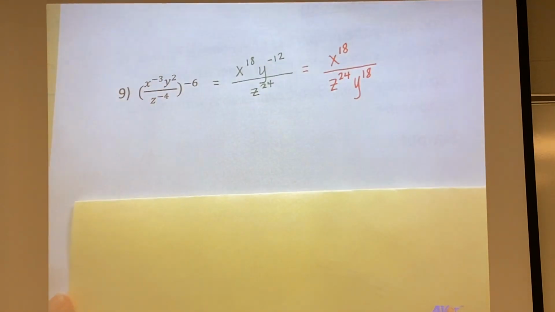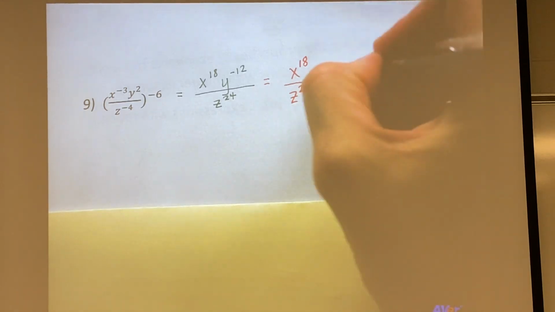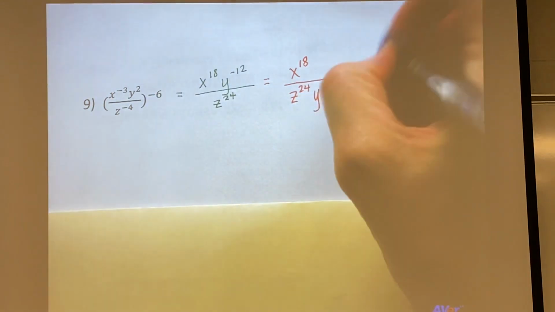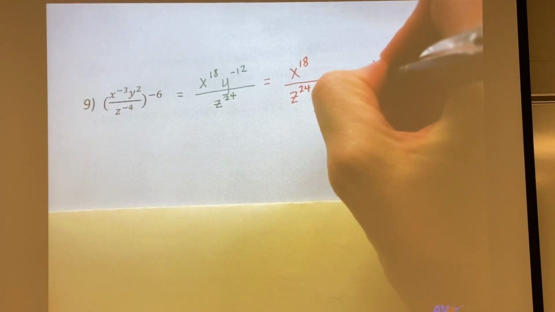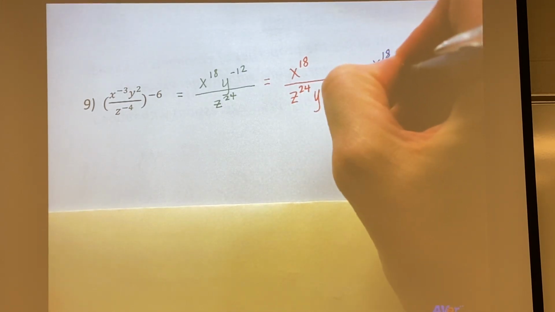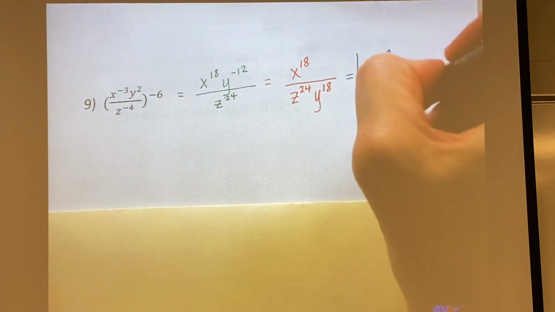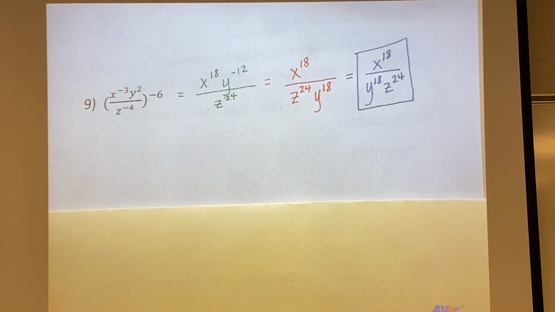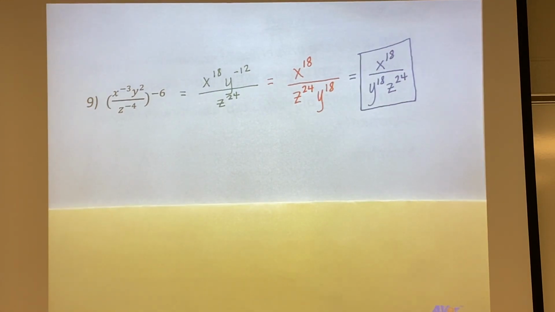Typically when we write our final answer, we try to keep things in alphabetical order as much as possible. So I would say put the y to the 18th before the z to the 24th. That would be the more common way to see that. And if you're entering answers into a computer, sometimes you have to use the caret button to do an exponent.